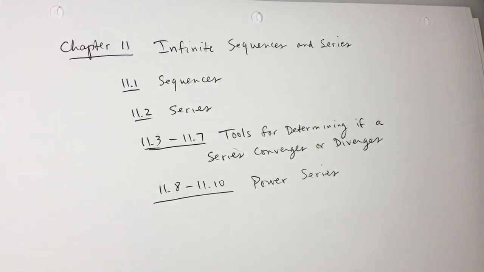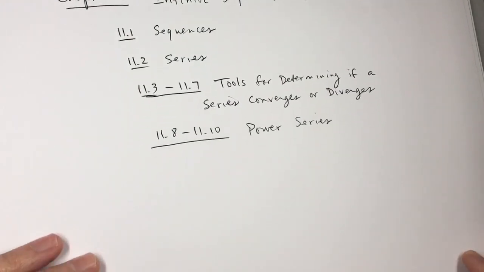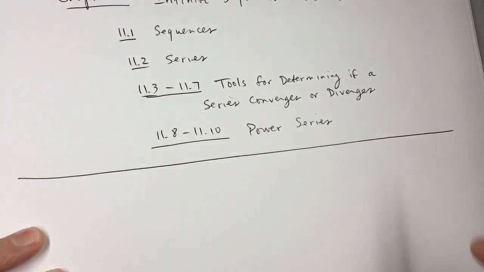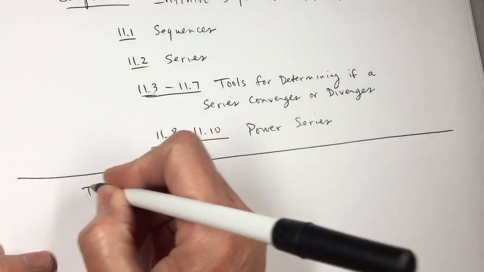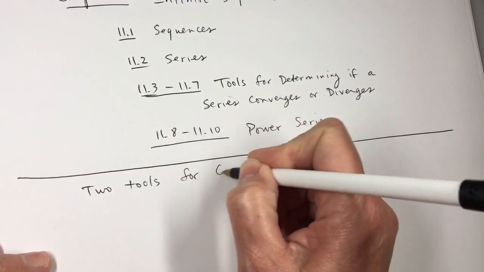And so we're going to start chapter 11, infinite sequences and series. There are some tools that you need for chapter 11 that you might have seen before, but you might not have seen these tools before. So I want to go over this with you. And I will call this 2 tools for chapter 11.